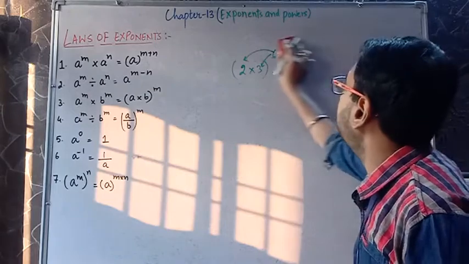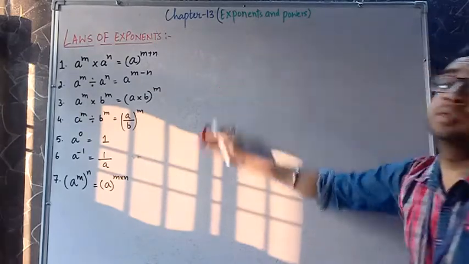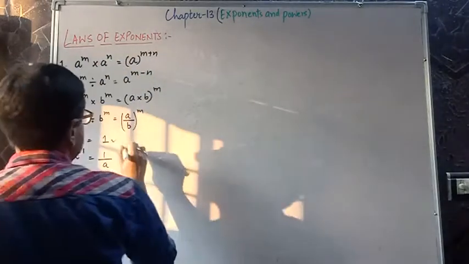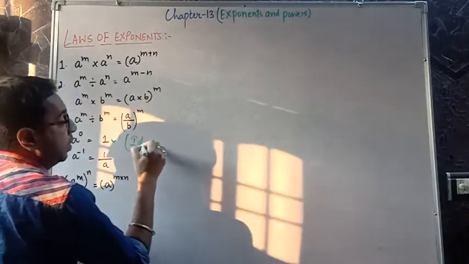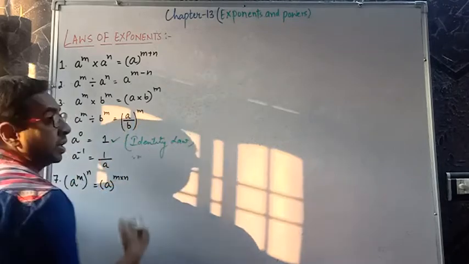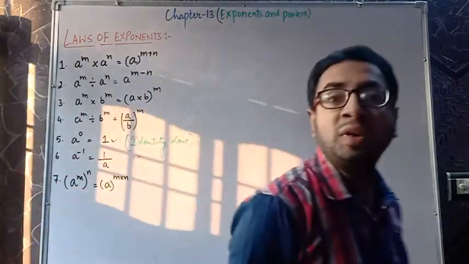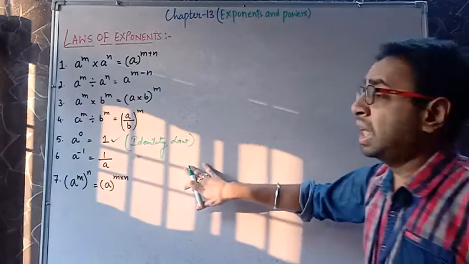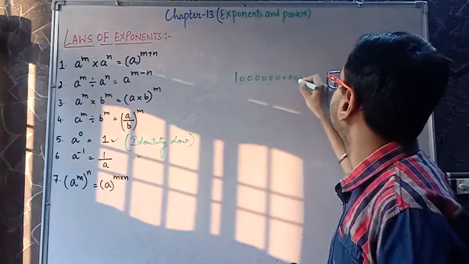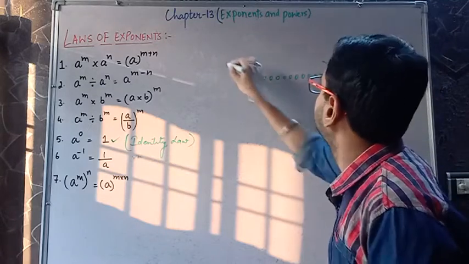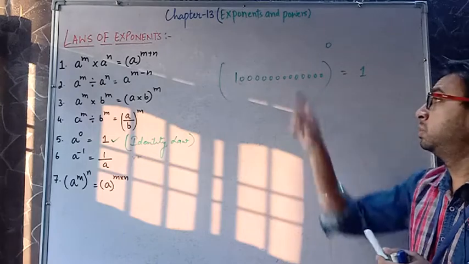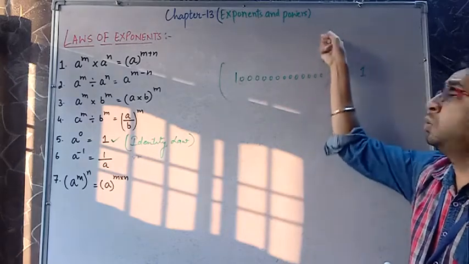Now, anything raised to power 0 is always 1. Anything raised to power 0 is always 1. This is called the identity law. Because you'll be getting the answer 1. Whatever the base is, you'll be getting the answer 1. See the power of exponent 0.